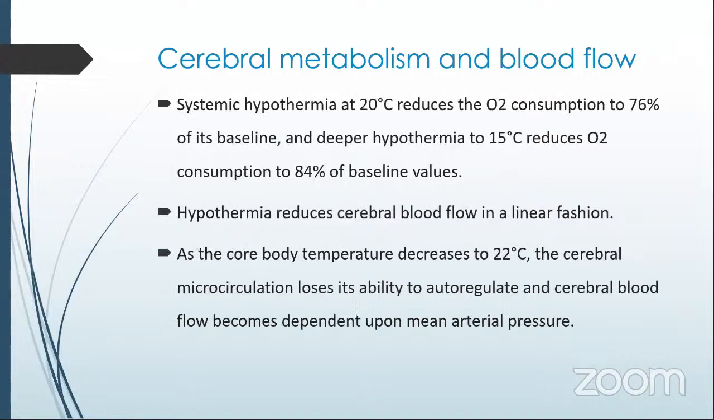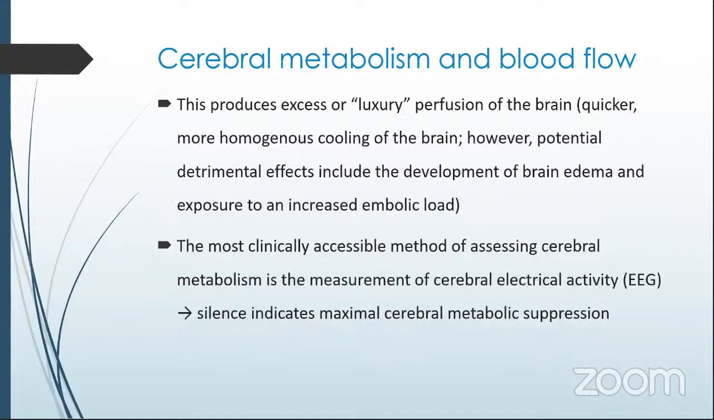So let's resume. As we decrease the body temperature to 22, the cerebral microcirculation and autoregulation will lose their ability to regulate the blood flow. And this will give us a luxury perfusion of the brain, which gives us a quicker, more homogeneous cooling of the brain, which also has a potential detrimental effect in the development of brain edema and exposure of the brain to embolic material.